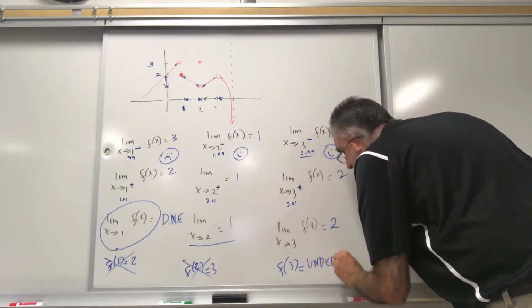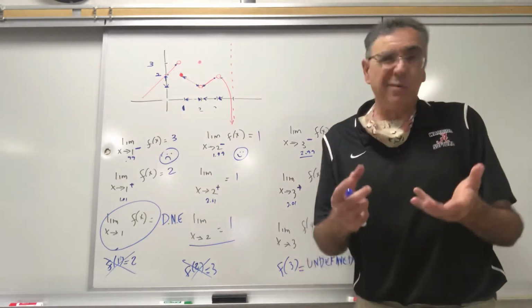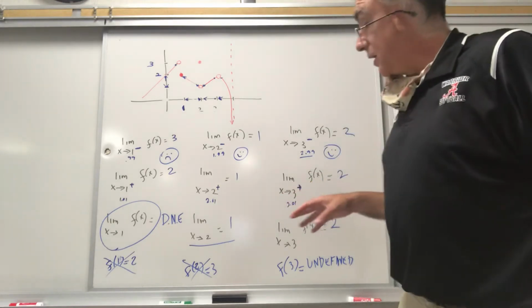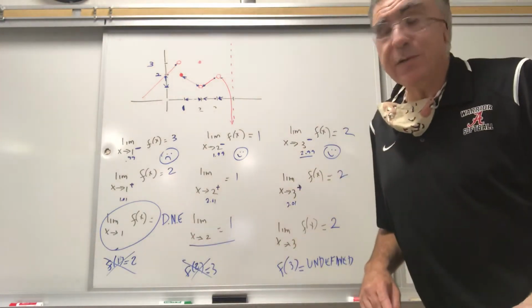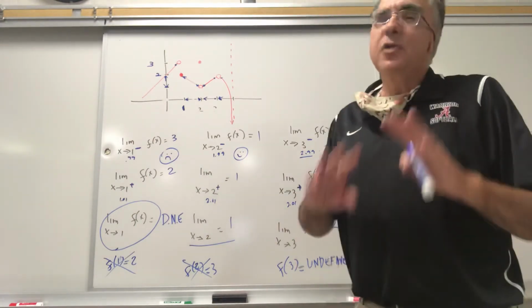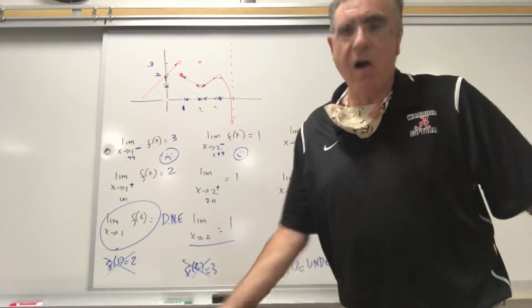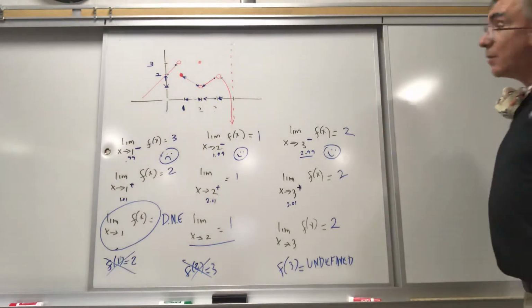Now, I'm going to talk about something that doesn't make a big deal to me, and I wouldn't think anyone thinks it's a big deal, but vocabulary. If there's no limit, we say the limit does not exist. If there's no function value, we say the function is undefined. Don't worry, if you ever use undefined instead of does not exist, I'm not going to mark you wrong, okay? It doesn't matter to me at all. Okay, so that's that one idea.